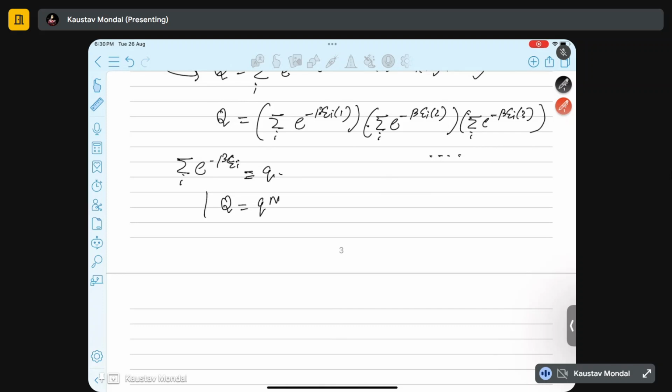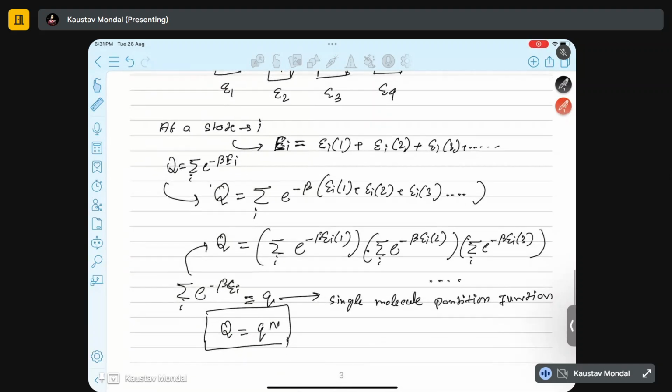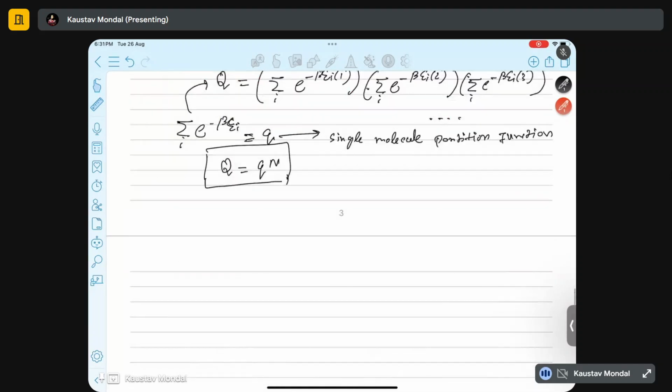Here q is the single molecule partition function, covering all the energy states that a particular particle can achieve. From that information you can calculate the single particle partition function. You substitute that into this main equation, so that you write the whole canonical partition function in terms of the single molecule partition function. Now I have achieved this.